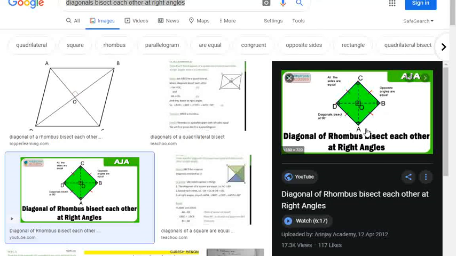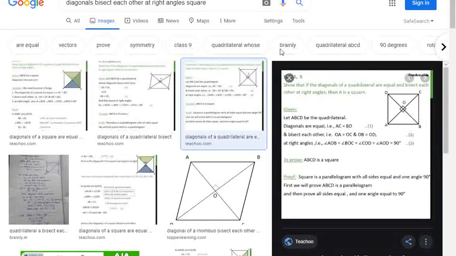See this, rhombus, they bisect each other. Diagonals bisect each other at right angles. Square again, they bisect each other at right angles.